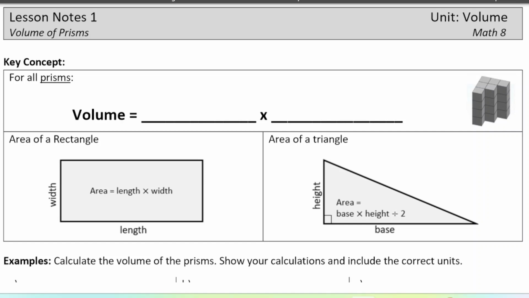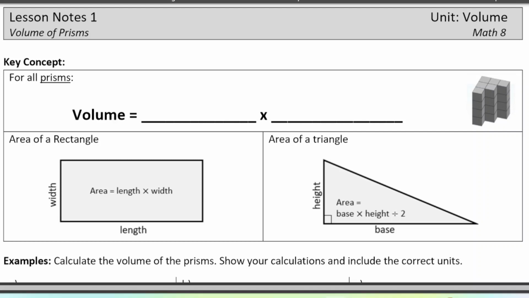All right, so in this lesson, we are looking at the volume of prisms. The volume is like how much 3D space an object takes up. If you're going to fill the object up with water, for example, it would be how much water do you need to fill this up? So it's like how much fits inside the object. And we're going to be specifically focusing on prisms today.